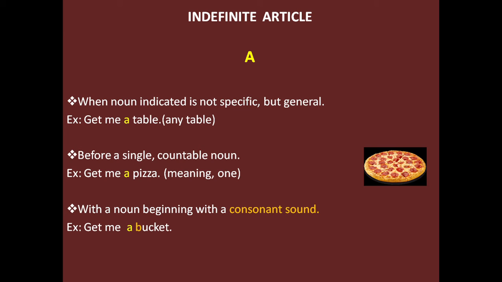The most important is when nouns begin, please note this, not necessarily with a consonant but with a consonant sound. We make this mistake regularly. You just see the first letter, the alphabet, and if it's a consonant, you use a. If it's a vowel, you use an. But it should sound. The first letter in that word should sound like a consonant. When I say bucket, ba is a consonant sound. So I can use a.